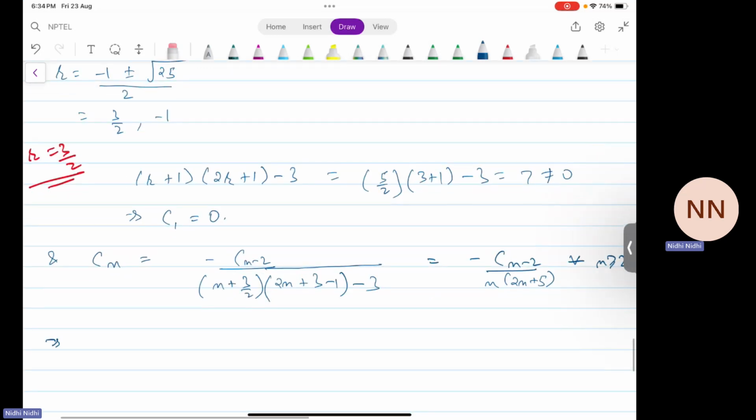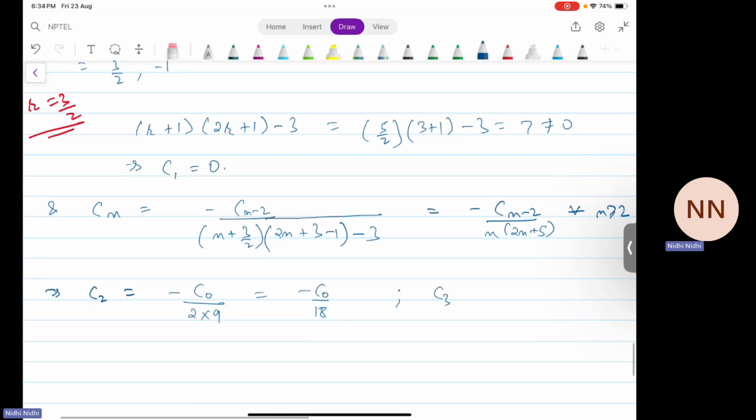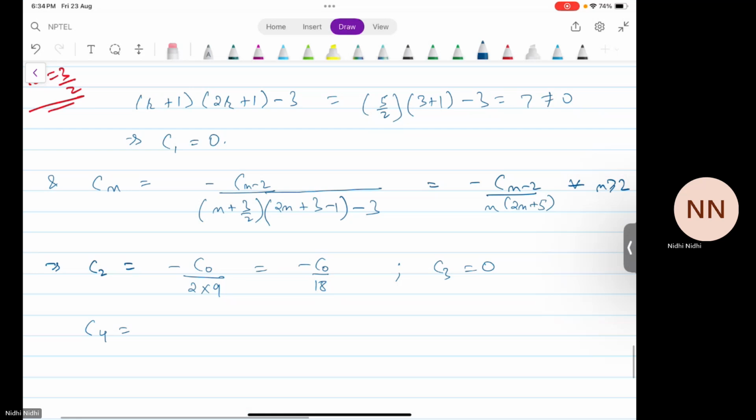So this gives us C2 is equal to minus C naught by 2 into 9, minus C naught by 18. C3 would be 0 because C1 is 0. C4 is minus C2 by 4 into 13. It will be C naught by 936. C5 would be 0, and so on. We can find the rest of the coefficients.